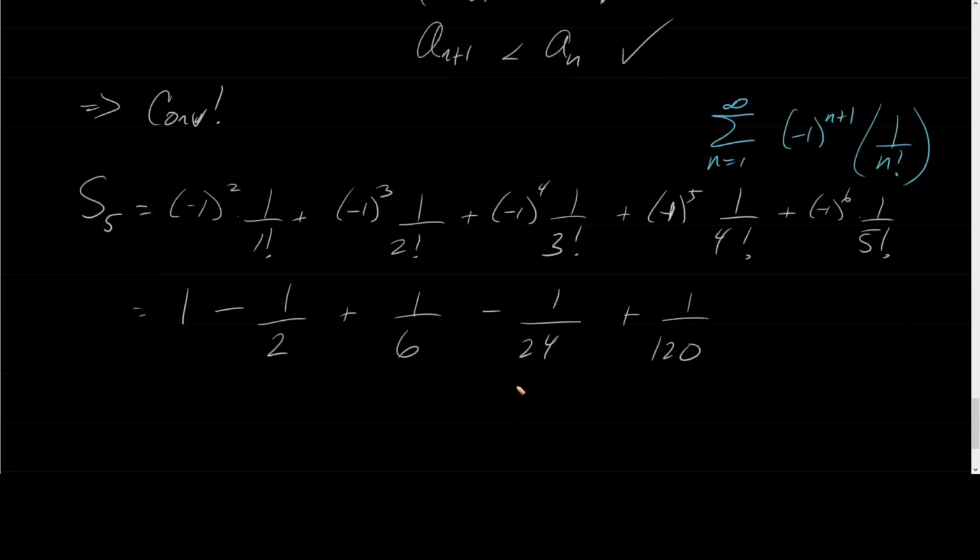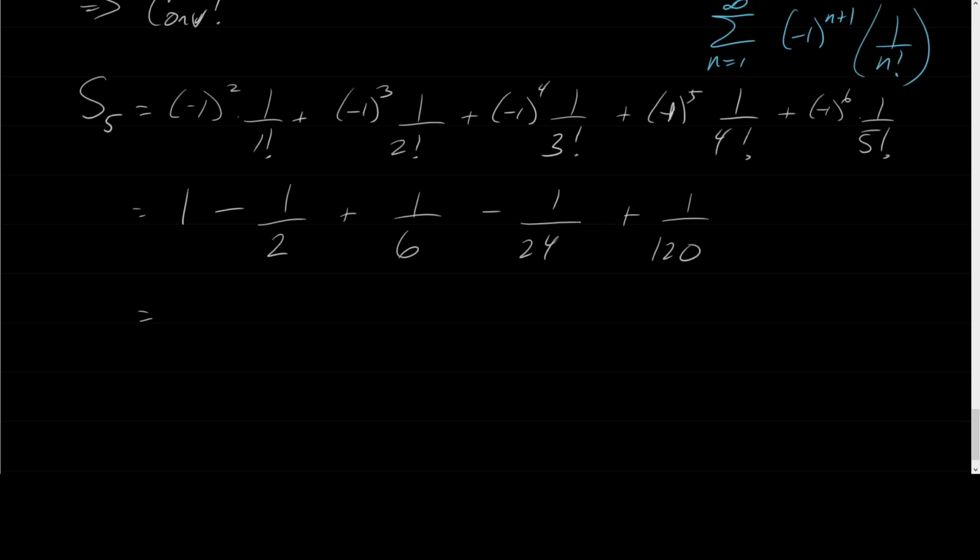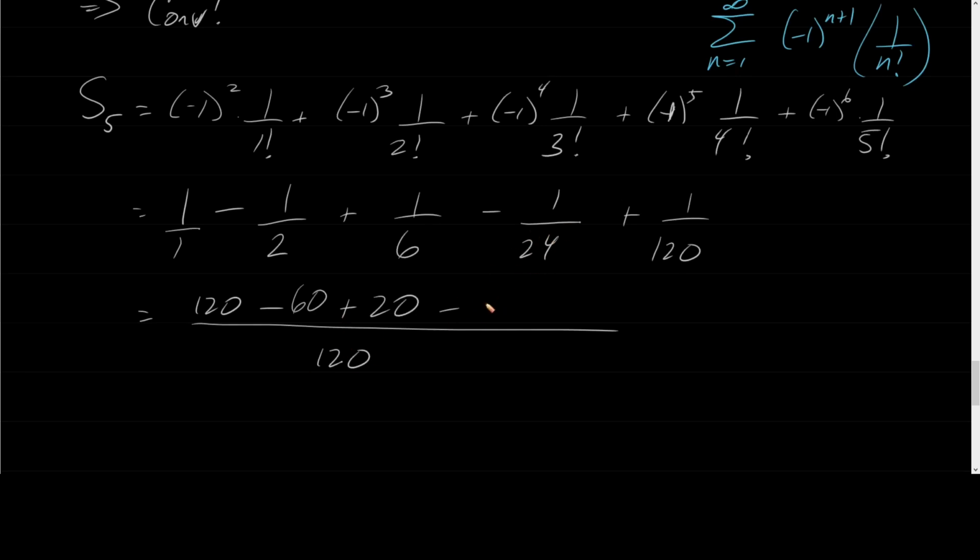Right? In here, if I come up with a common denominator, well, the common denominator is going to be 120. Right? And what am I going to get here? Well, to go from 1, this is over 1. To go from 1 to 120, I must multiply by 120. To go from 2 to 120, I must multiply by 60. To go from 6 to 120, I must multiply by 20. To go from 24 to 120, I gotta multiply by 5. And then to go from 120 to 120, I just multiply by 1.